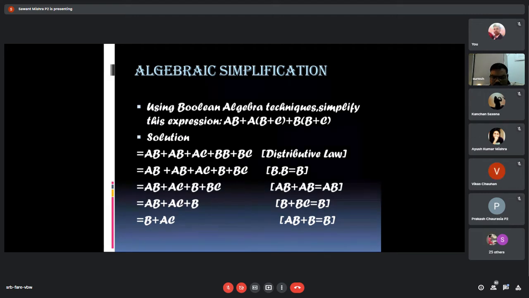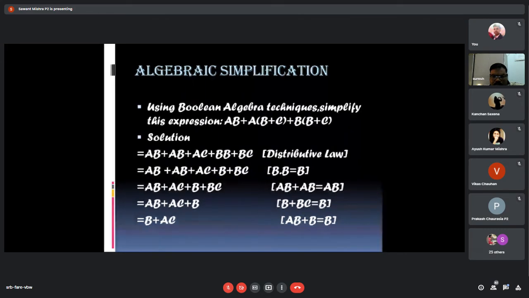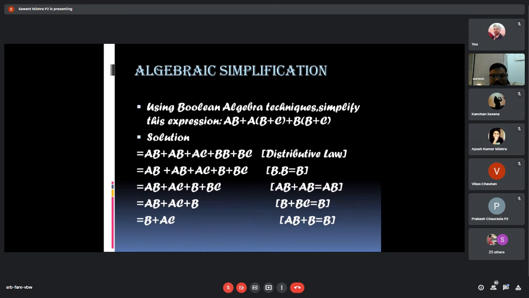So here firstly we have to expand the expression by ANDing the part in the bracket with the binary variable outside the bracket, that means A. So here AB plus AC plus BB plus BC. Okay, then the next step is AB plus AC, and here B dot B is equal to B, because if we AND the same binary variable, then we get a single binary variable, plus BC.